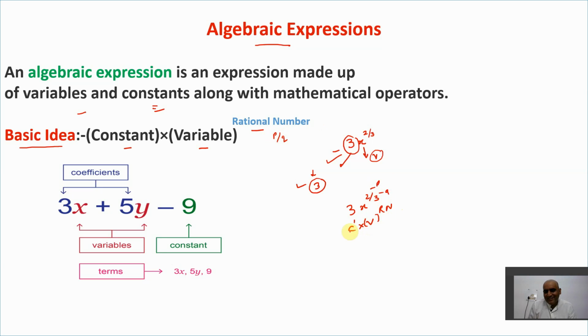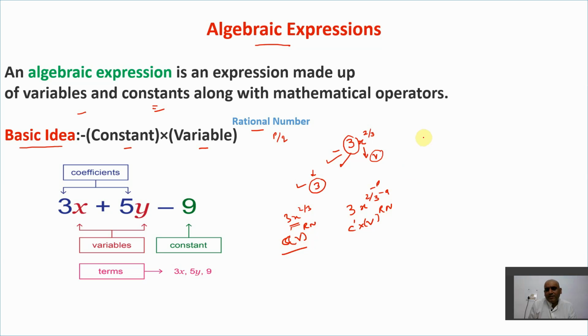So that means 3x to the power 2 by 3 is an algebraic expression. Why? Because it follows the basic idea of an algebraic expression. What is the basic idea? Constant multiplied by variable to the power rational number. So this is the idea of an algebraic expression.